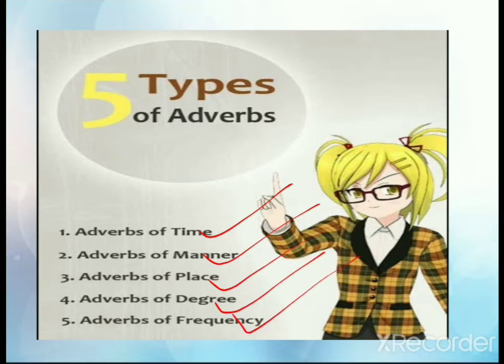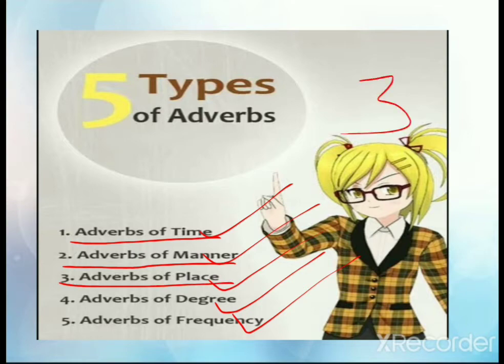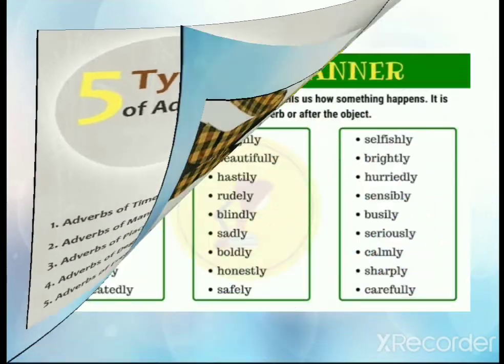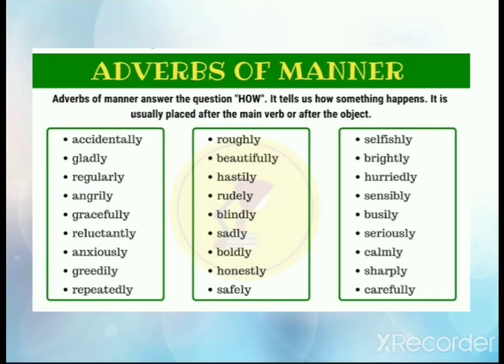In today's class we will be studying adverbs of manner, adverbs of time and adverbs of place. So three we are going to cover in today's class. Let's start with the first type, adverbs of manner. Adverbs of manner answer the question how. It tells us how something happens. It is usually placed after the main verb or after the object.